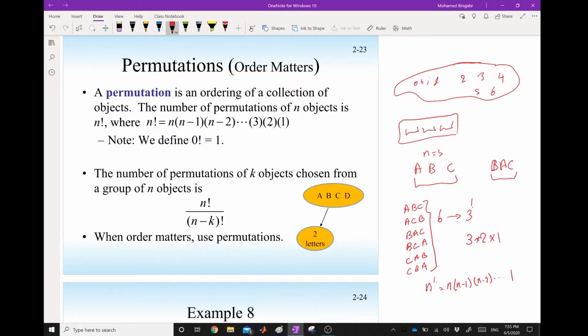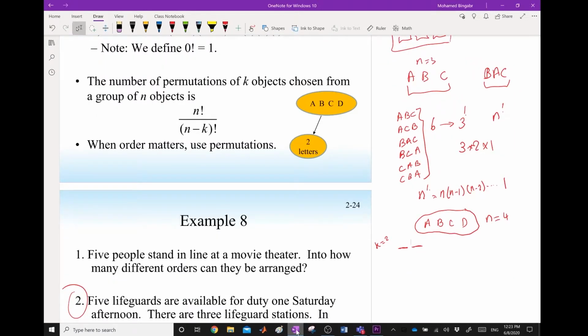It's n factorial. Okay, if you have a population with 4 elements and you want to construct words of 2 letters, and the population could be A, B, C, D, and here order matters. So we can start A with the B, then A with the C, then A with the D. So that will be A with the B, A with the C, A with the D.